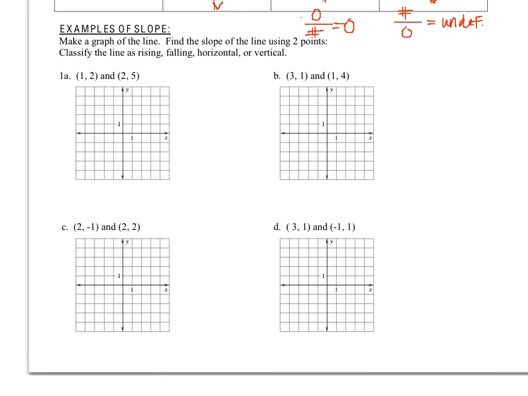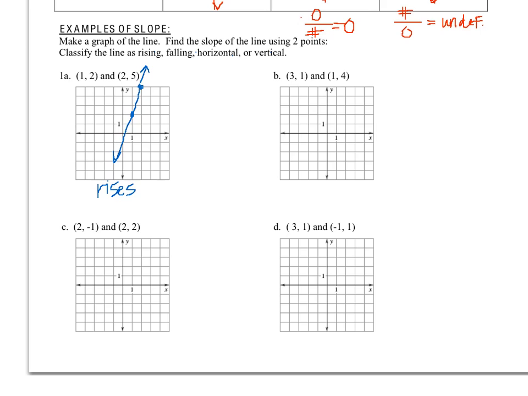So as I slide this up, we are going to look at 4 examples, and we're going to try and determine what is the slope, and then we're going to classify it. Rising, falling, horizontal, or vertical. Okay, now I'm going to first start by graphing the 2 points. So I have the point 1, 2, which means I move right 1 and up 2, and 2, 5 means I go right 2 and up 5. Now, if I draw my line, as I look at this, I can already classify the line. And the line in this case rises, which means it's going to have a positive slope.